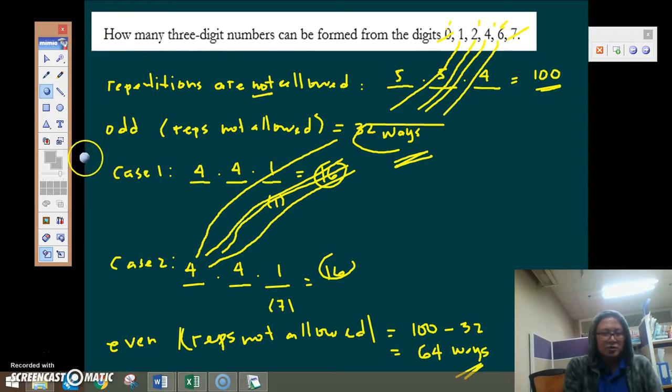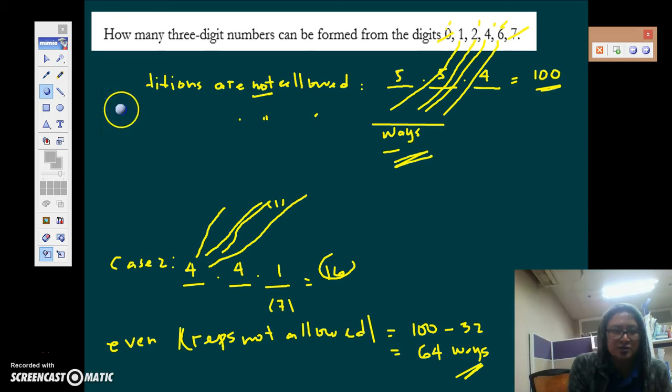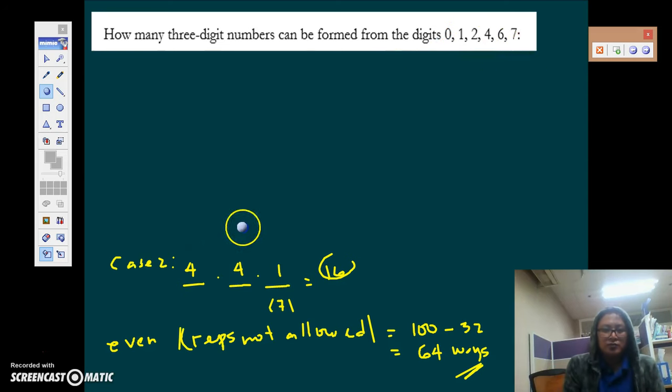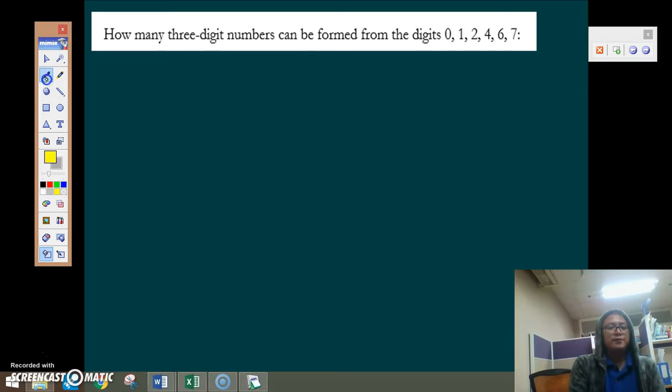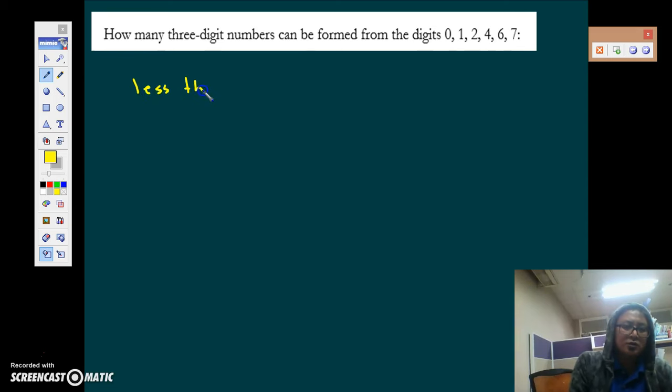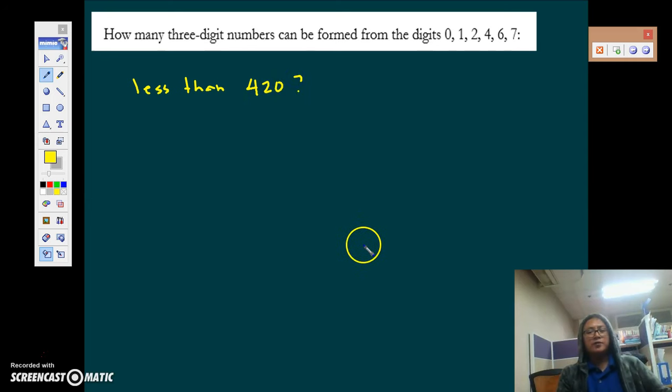Now let's have another problem. Let's still use this, so we're erasing this case. What if we are asked this question? How many 3-digit numbers can be formed from 0, 1, 2, 4, 6, and 7 if the number formed is, let's say, less than 420?